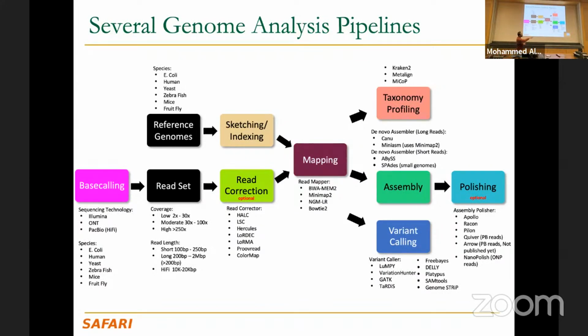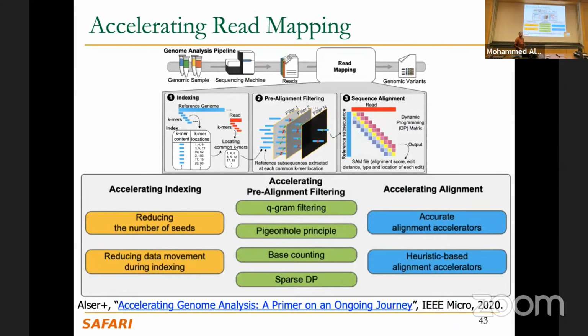Then you do the variant calling, for example, if you're interested in detecting the differences that cause a disease. Or you can do taxonomy profiling if you're interested in knowing what kind of species you have in the sample, what kind of virus or bacteria you have. That's all collectively what we call genome analysis.